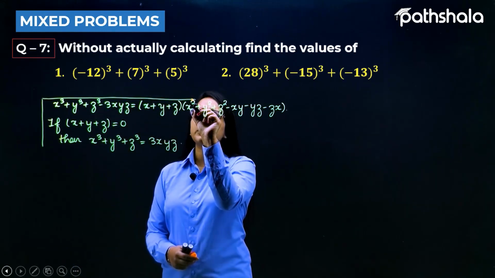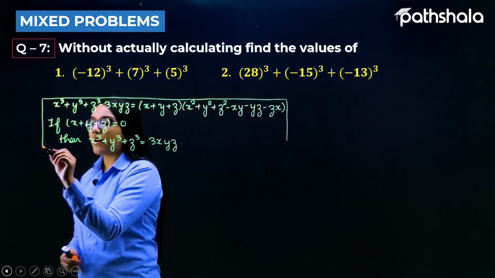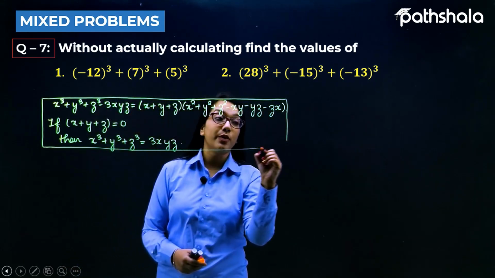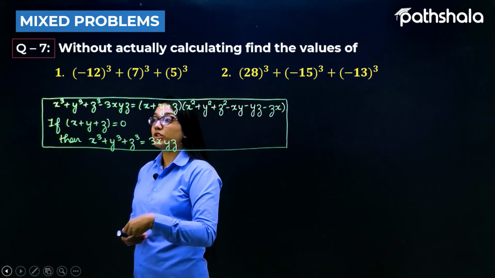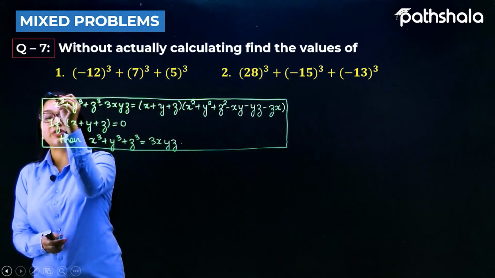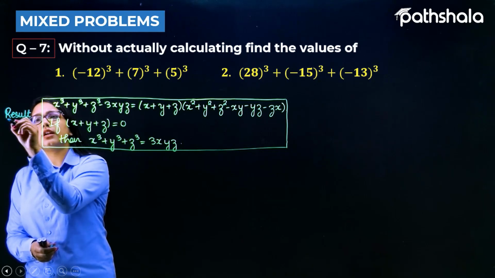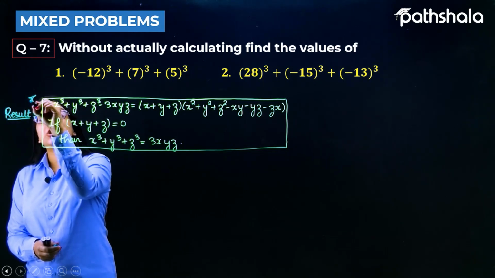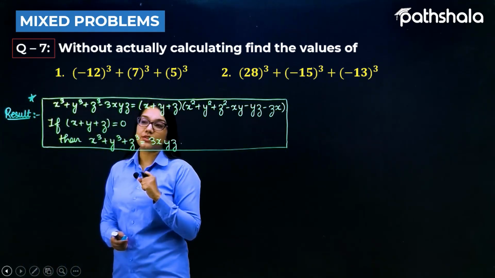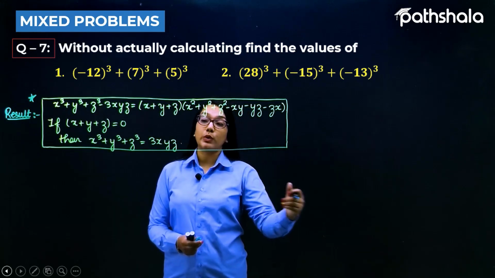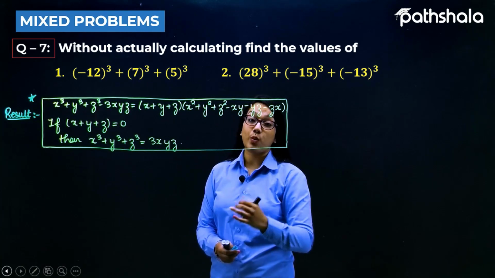So always remember this result, that whenever we have such a condition, that if x plus y plus z is equal to 0, then x cube plus y cube plus z cube is always equal to 3xyz. So this is a very special result. Let us suppose I am writing it as a result over here, and I am marking it with a star because it is a special result which says whenever x plus y plus z is equal to 0, then this value x cube plus y cube plus z cube is definitely equal to 3xyz.